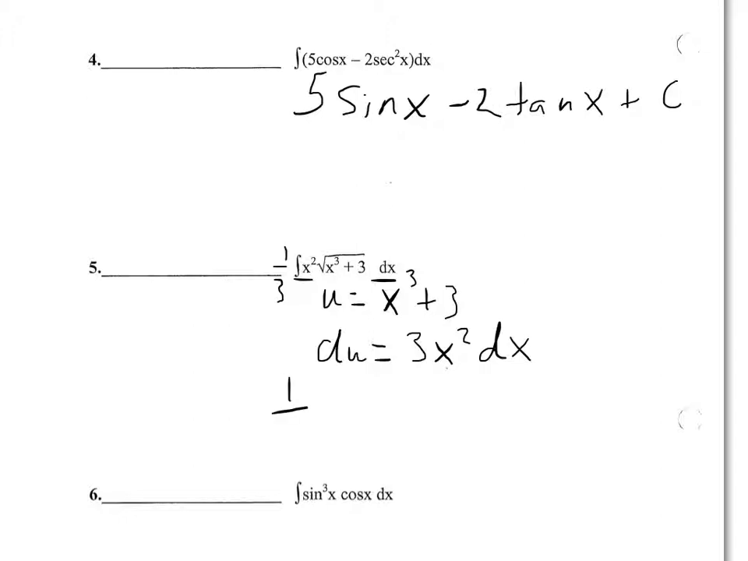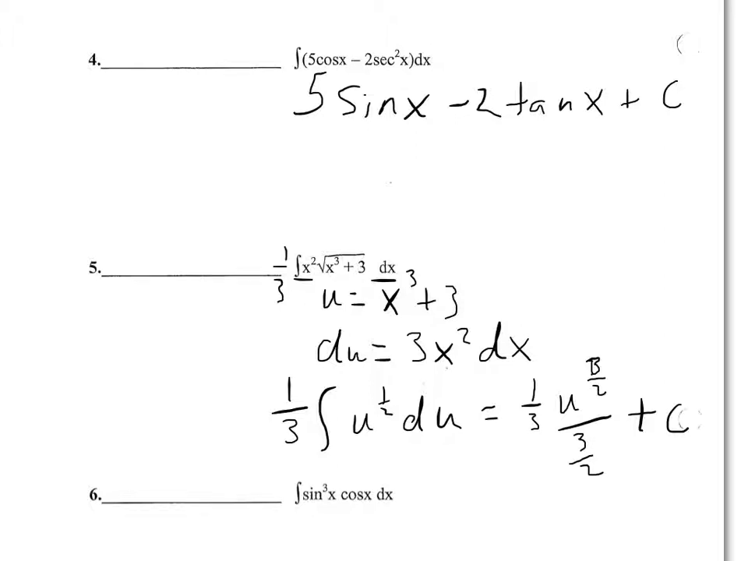And then we'll have 1/3 the integral of, substituting everything out, u to the 1/2 du. So then that'll equal 1/3. Power rule says u to the 3/2, so over 3/2 plus c. Okay, the reciprocal of the fraction should give me 2 over 9, and then substitute back in, we should end up with x cubed plus 3 to the 3/2 power, all plus c.